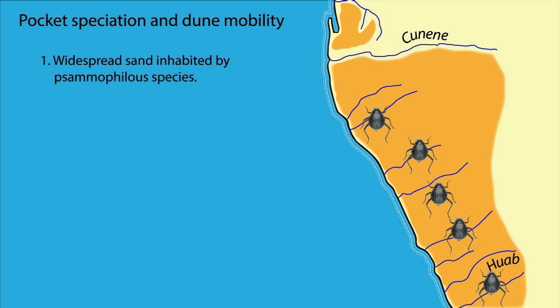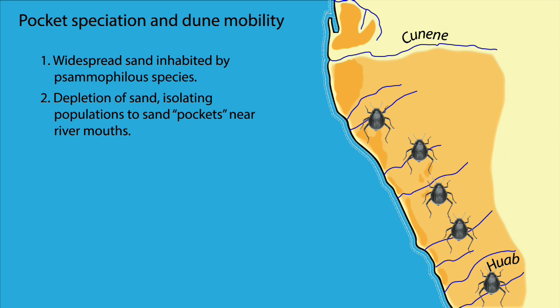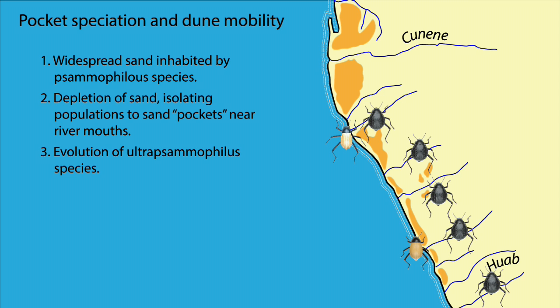For similar reasons to the southern Namib, changes of climate, winds, and ocean currents caused the depletion of these extensive sands, forming the present scattered set of coastal dunes associated with river mouths. This isolated the populations from one another, leading to the evolution of ultra-Psammophilous species that were tied to dune habitats. Something like this may explain the present distribution of the white darkling beetles to the north.